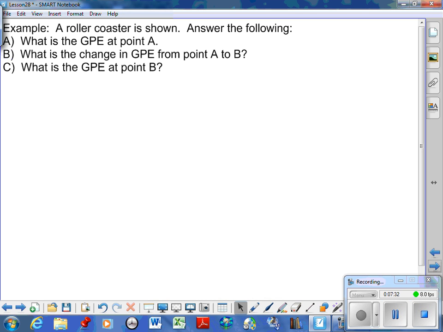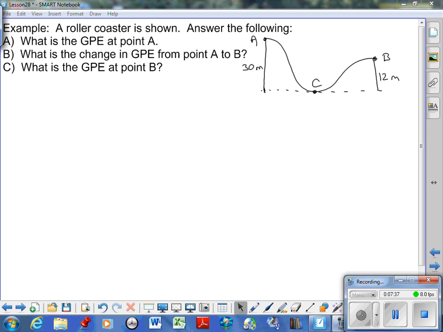So next, I guess I got to pause it because I got to draw a roller coaster. So, et voila, a roller coaster diagram has appeared. So the roller coaster is shown. I want to answer the following. What's the gravitational potential energy at point A?